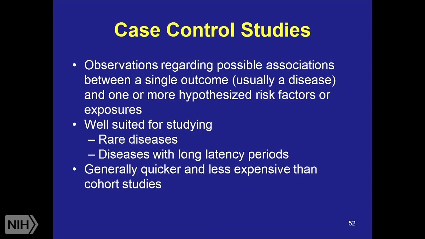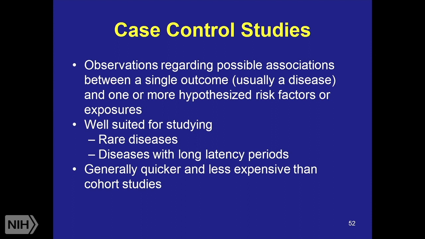Case control studies. It's kind of exactly what the title sounds like. You have these observations regarding possible associations between a single outcome, typically the disease, aka what defines caseness, and one or more hypothesized risk factors or exposures. When you have a rare disease, this is where you start. Here are natural history studies, but typically you're doing a case control study.